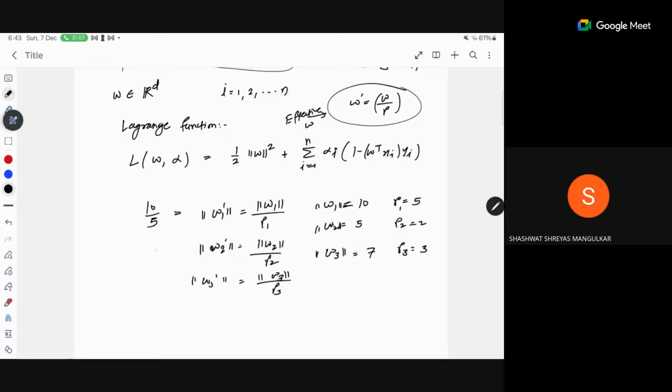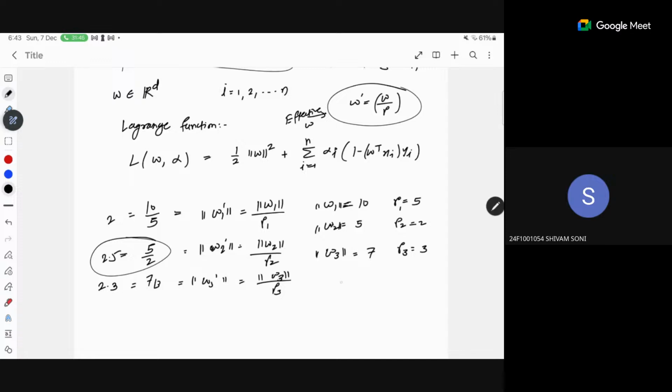So this becomes 10 by 5. Here it should be 5 by 2. Here it should be 7 by 3. So this is going to be 2. This is going to be 2.5. This is going to be 2.3, right? So which one should I select for my problem? Maximum margin one, right? So W1, W2, this maximum margin, right? Yes, sir. Is it correct?